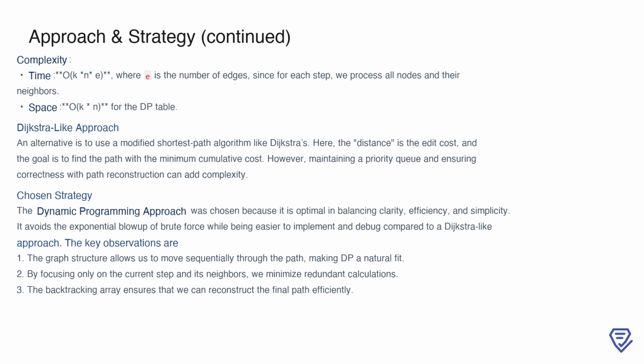Ultimately, the dynamic programming approach was chosen because it strikes a balance between efficiency, clarity, and ease of implementation. By leveraging the graph's sequential structure, redundant calculations are minimized, and the backtracking array ensures we can efficiently reconstruct the optimal path after computing the DP table.